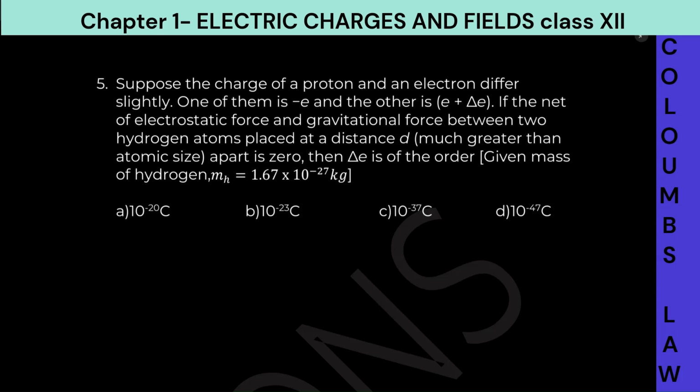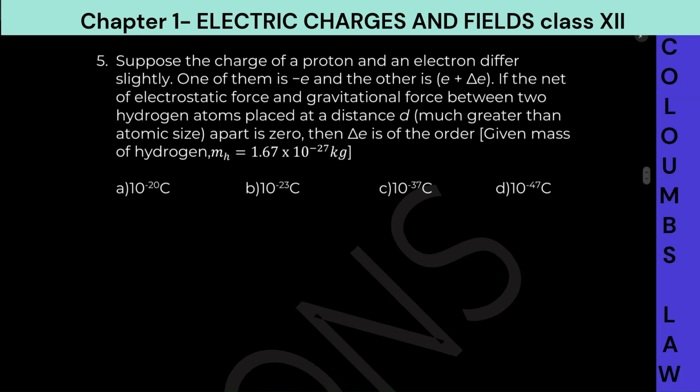If the net of electrostatic force and gravitational force between two hydrogen atoms placed at a distance d, much greater than the atomic size apart, is 0, then delta e is of the order what? Okay, let me explain the question first, then we'll go for the solution.